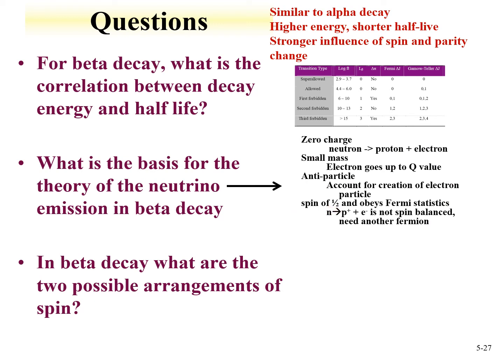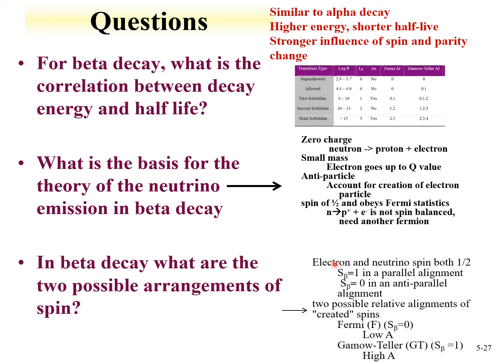So in beta decay, what are the two possible arrangements of spin? Basically what we're saying is, what are the spin properties of the resulting particles? Well, we talk about an electron and a neutrino. Both have spin 1/2. We just discussed this. If they're parallel, the overall spin change is 1, and if they're anti-parallel, the overall spin change is 0. So we can have this alignment that creates two possible spins. The 0 is Fermi spin, while the 1, where they're in a parallel arrangement, that's Gamow-Teller. Fermi spins tend to dominate at low A numbers, and Gamow-Teller at higher A numbers.